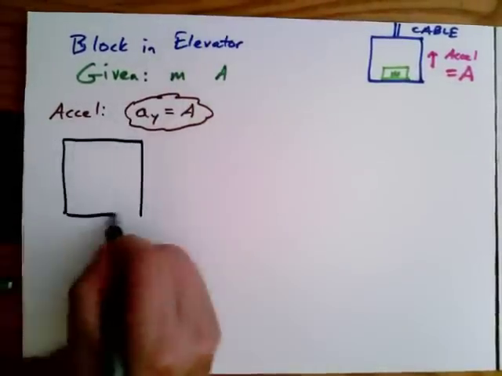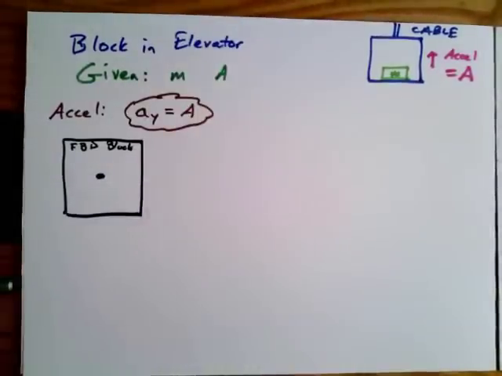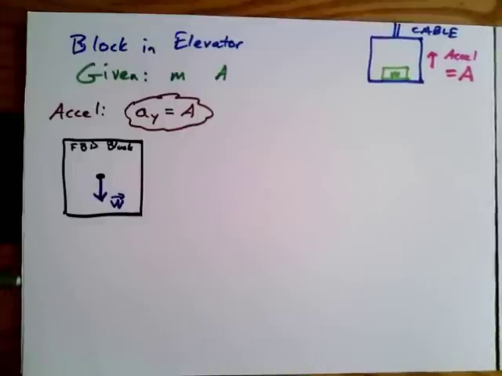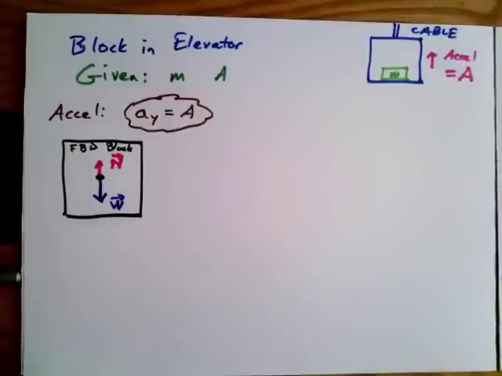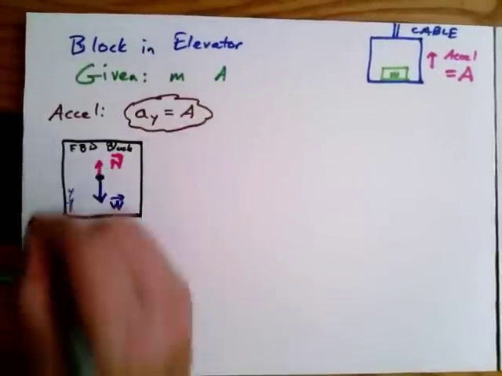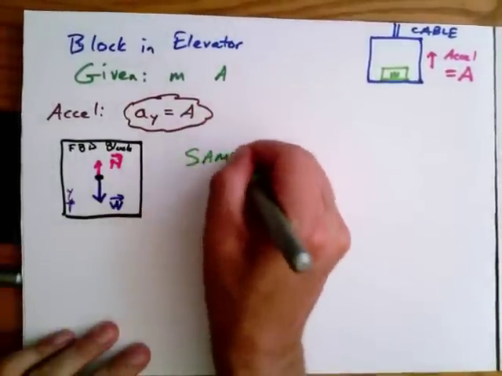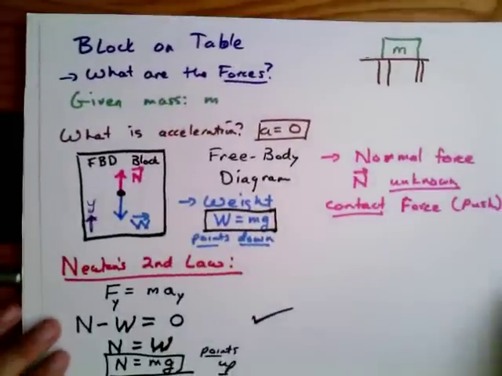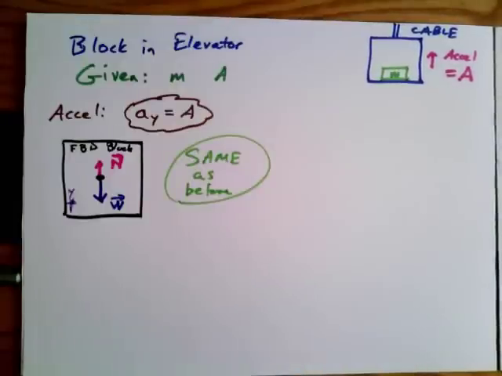We draw a free body diagram. Again, free body diagram of the block, all the forces on the block. We know that the block has a weight force on it. It always does. And likewise, it's in contact with the floor, so it has a normal force pushing back. Notice that the direction we're interested in is still the vertical direction y. And when we're done, we have the same free body diagram that we had in the case of the block on the table. In other words, the motion of the block doesn't change the forces. If I have a block sitting on a surface, the normal force and the weight apply just as before.